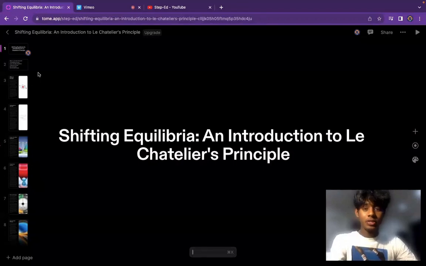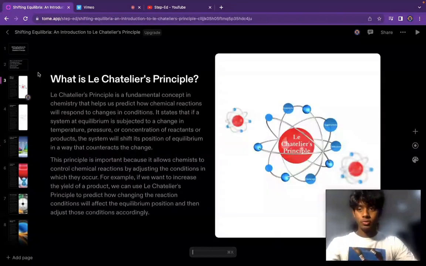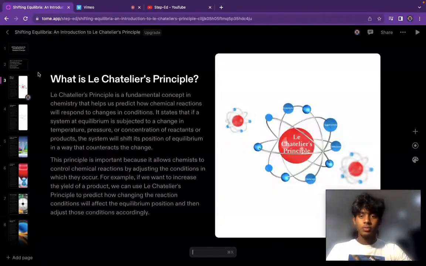Doing an introduction to Le Chatelier's principle. Le Chatelier's principle is a fundamental concept in chemistry that helps us predict how chemical reactions will respond to changes in conditions. It states that if a system at equilibrium is subjected to a change in temperature, pressure, or concentration of reactants or products, the system will shift its position of equilibrium in a way that counteracts the change.